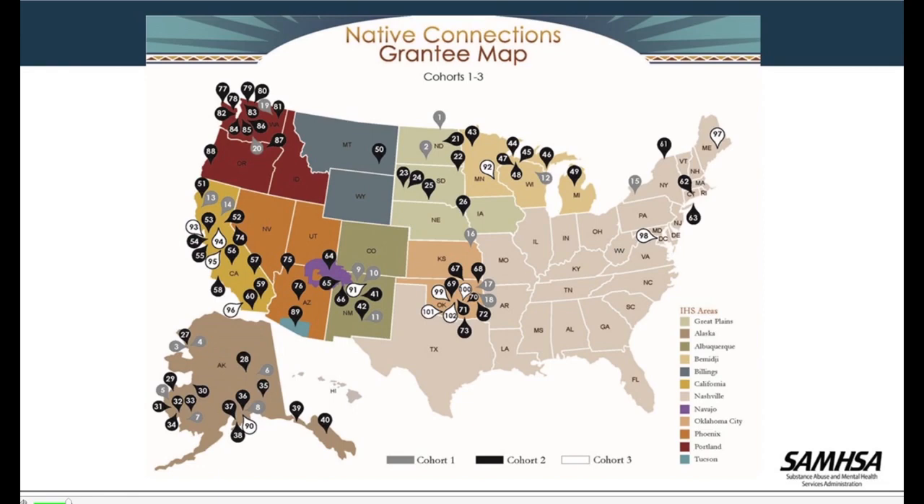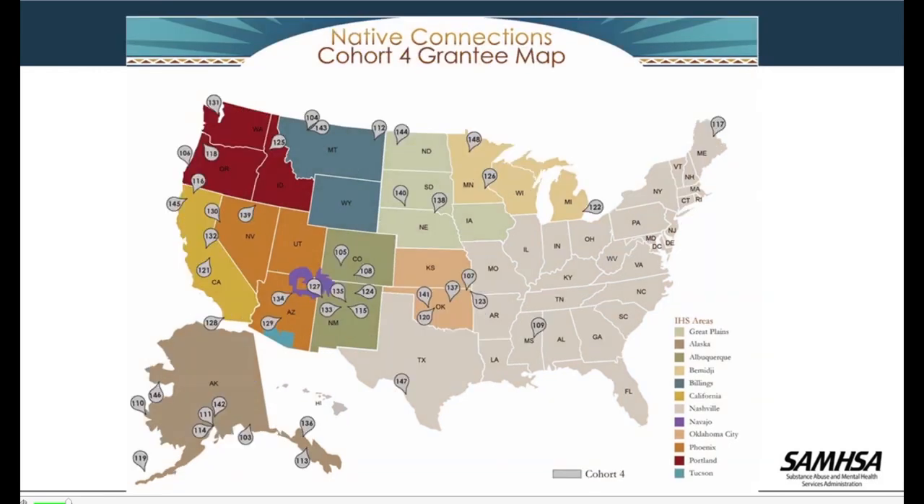So you can see this is 148 grantees in cohorts 1 through 3. And then this is you. This is cohort 4. So you're part of this group, and there's quite a few of you too. So this is a huge community of Native Connections. It's grown very large, and we're glad that you're here.